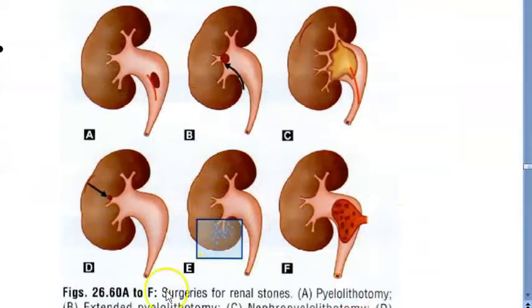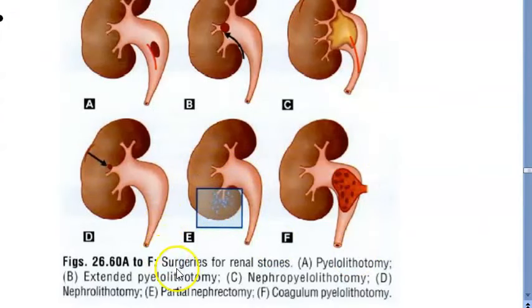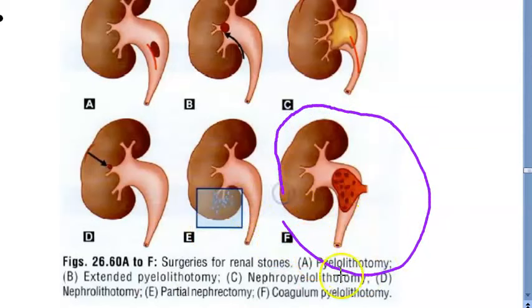Now when are you going to do nephrectomy? They didn't put a photo for that. When the kidney is destroyed by pyonephrosis following obstruction by stone. So basically if it is full of pus and pyonephrosis, then they are talking about removing the kidney. That is nephrectomy. Okay, there is one thing here, that is coagulum pyelo-lithotomy, which we have not looked at. It's not there in the textbook in Manipal.